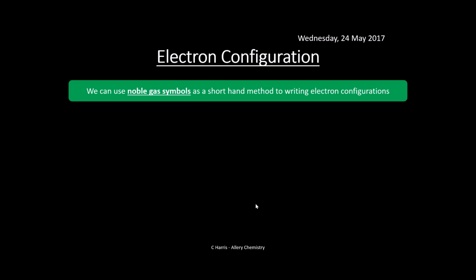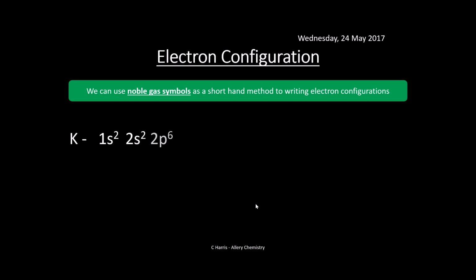Okay, so as for the configuration, we can use noble gas symbols as well, a shorthand method. As you can see, some of their methods are quite long, but you've got to be careful. Read the exam question really carefully and see what they'll accept. Always best erring on the side of caution unless they allow you to do so. So let's have a look at potassium.